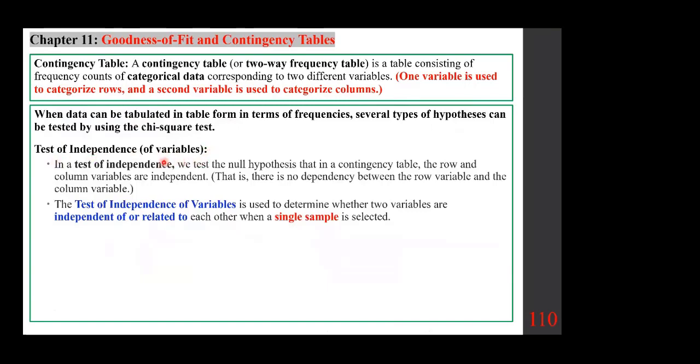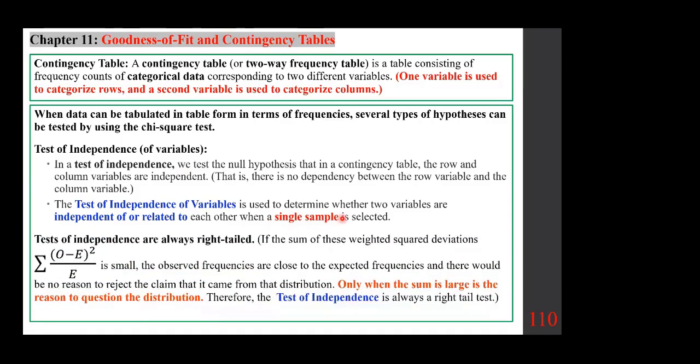One of them is the test of independence of variables. In a test of independence of variables, we test the null hypothesis that in a contingency table, the row and column variables are independent. That is, there is no dependency between the row variable and column variable. The test of independence is used to determine whether two variables are independent of or related to each other when we have what? A single sample.